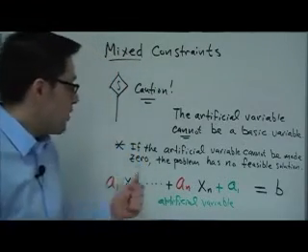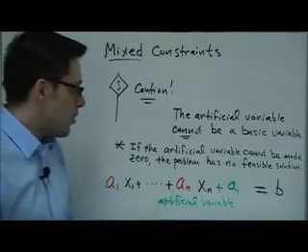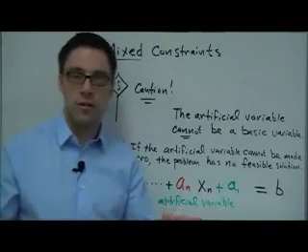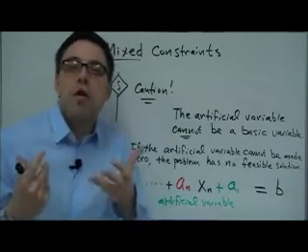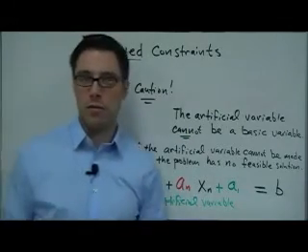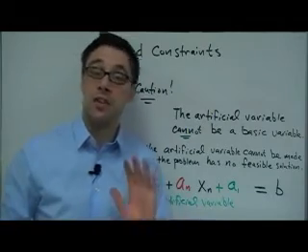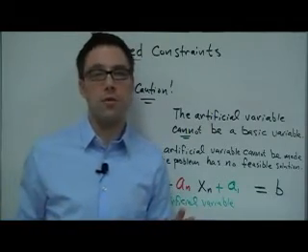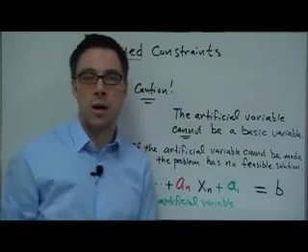So the point is that if the artificial variable cannot be made zero, the problem has no feasible solution. So made zero meaning that it has to be made a non-basic variable. You can't have it be a basic variable. If it does, the problem doesn't have a solution because we've artificially added something to the problem.